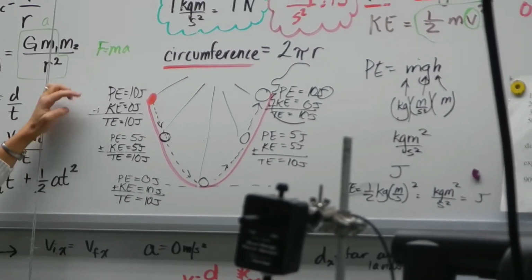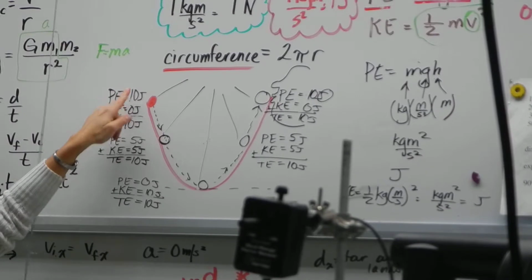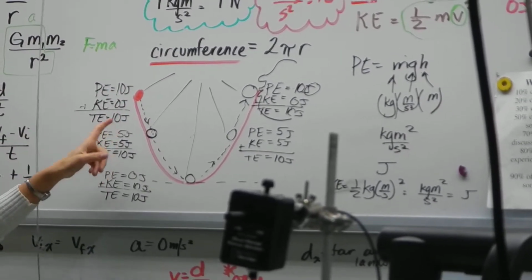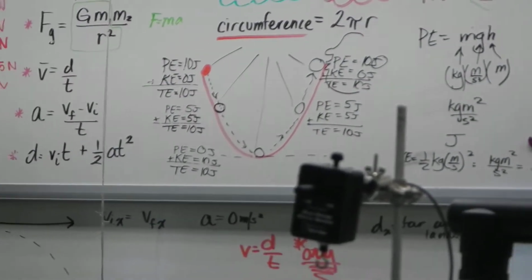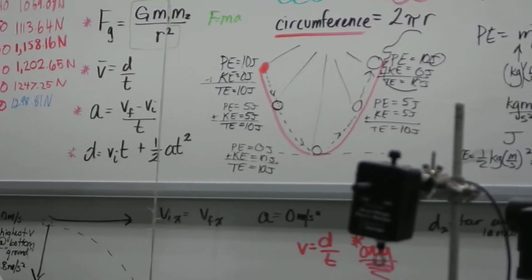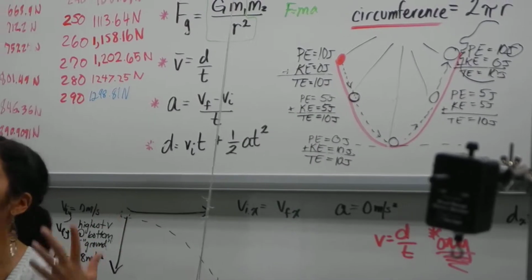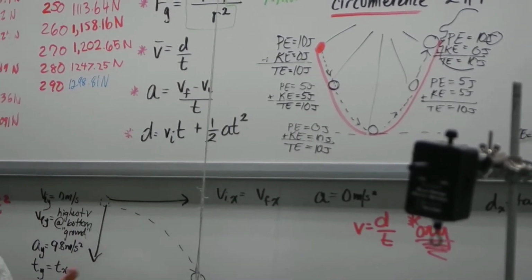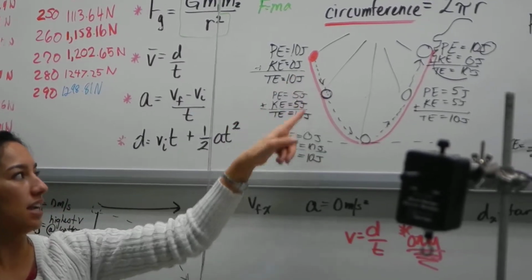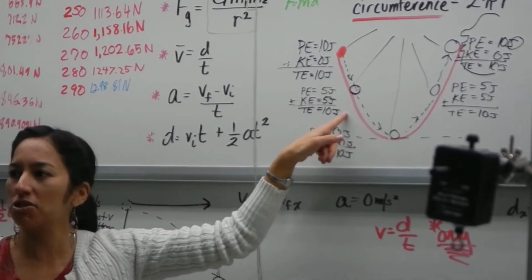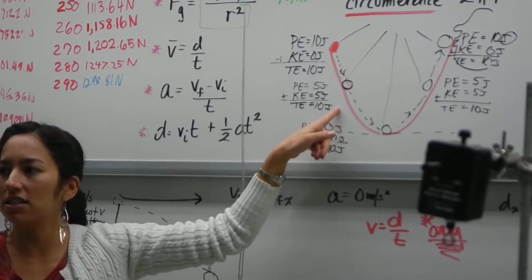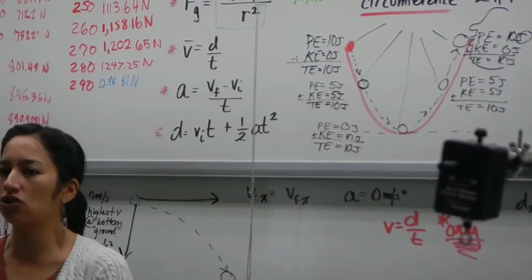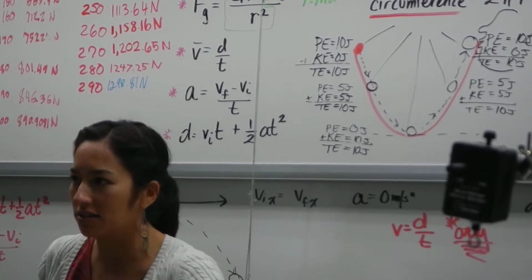Halfway down, I've lost half of my height, so my potential energy has gone to 5 joules of energy. Where did the other 5 go? To kinetic. Notice kinetic has 5 joules. What's the total energy? 10. Halfway down, the total energy is 10. Did the amount of energy in the system change? No. That's the law of conservation of energy. Energy cannot be created or destroyed. It just went somewhere else.